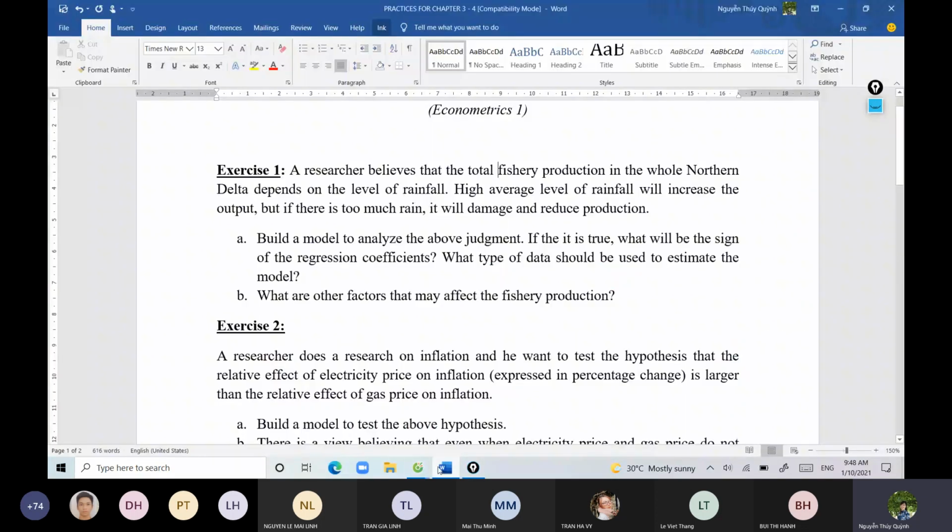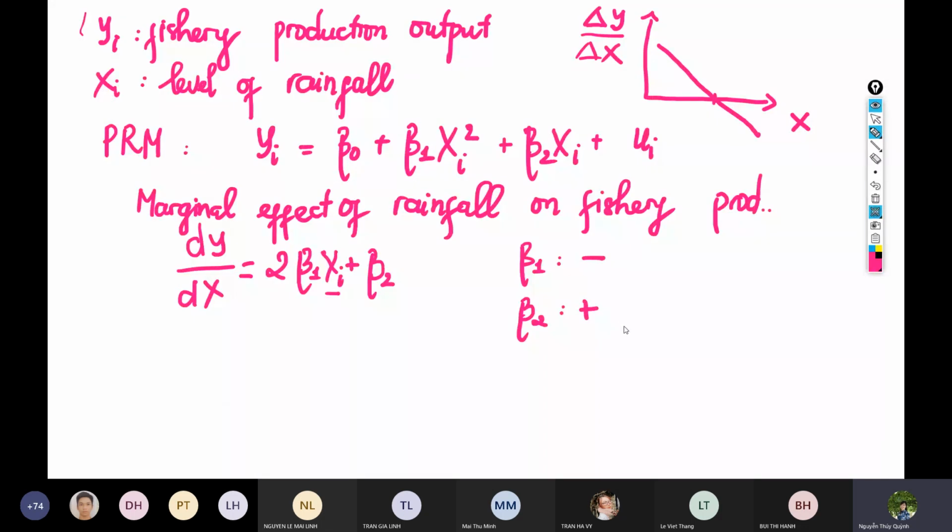Now, what type of data should be used to estimate the model? What type of data should be used to estimate the model? Here we want to investigate the effect of the level of rainfall on the total fishery production in the northern delta. So what type of data should be used here to estimate the model?